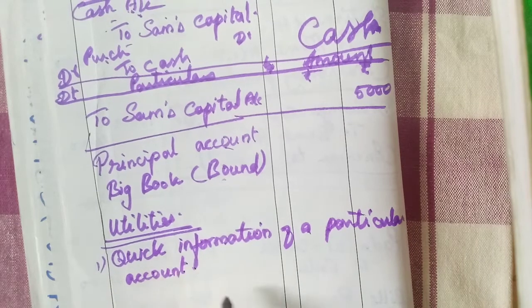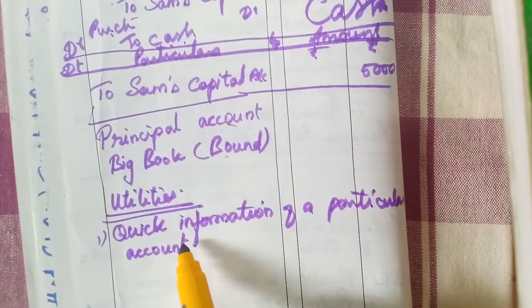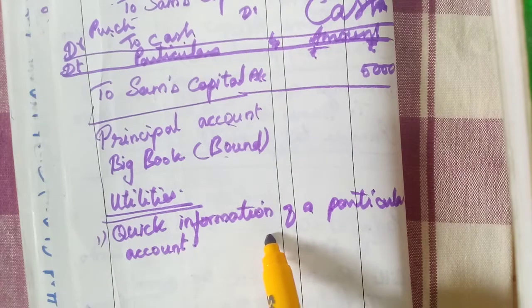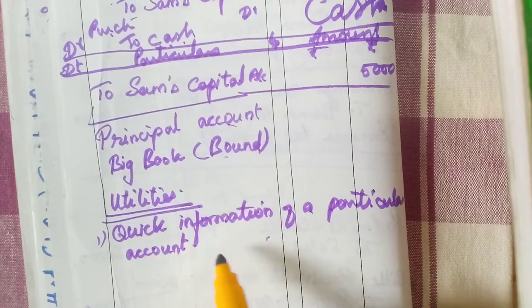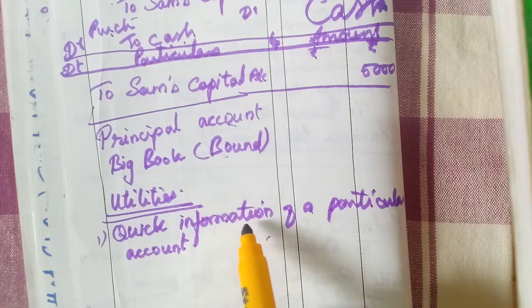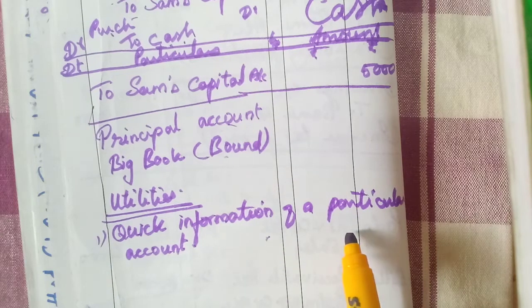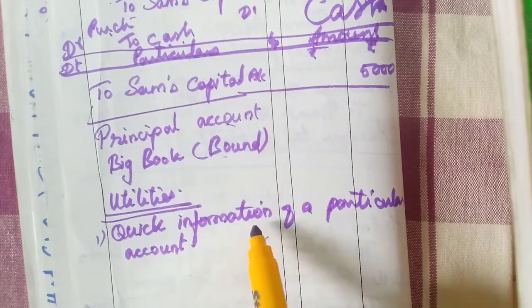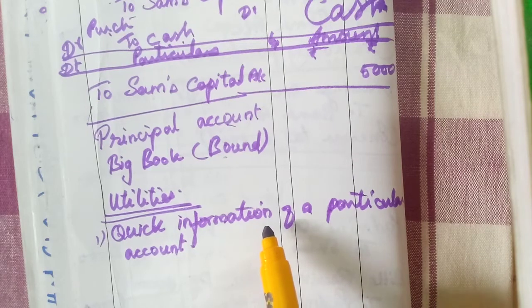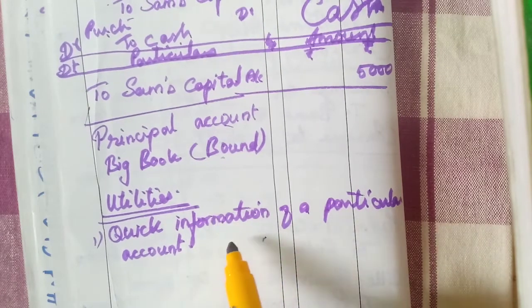If you open one account in a particular page, we can get many pieces of information, isn't it? In that particular month or on that particular date, how much we have received. If it is cash, how much cash we have received, how much we have spent, or the balance, the net cash available in hand. All these we can derive from that particular account.